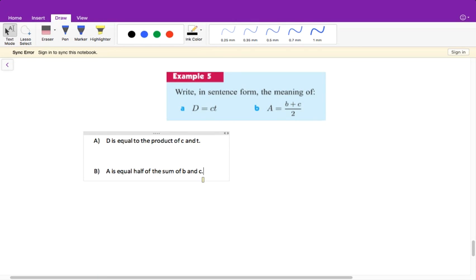You can also say A is equal to the sum of B and C divided by 2. That will work as well if you wanted to say that instead. For these answers, there's not really one specific way that you have to answer. It's really just up to your preference. As long as you're accurately describing what's going on, you would get it correct.